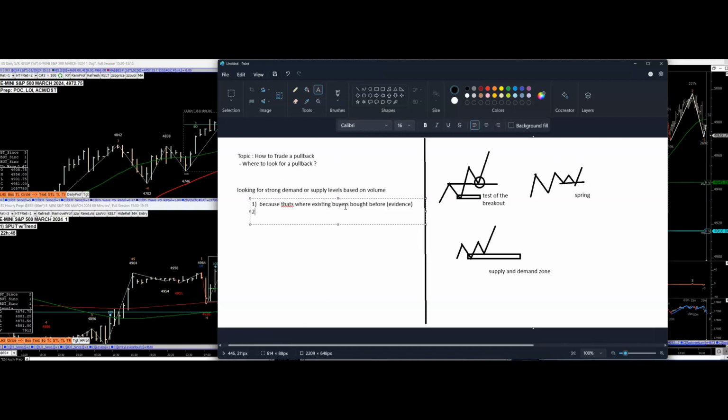What do you know then? Now, folks will say, oh, existing buyers, we don't know if they're going to be there, and this and that, and blah, blah, blah, right? Here is a fact. I'm going to explain. If existing buyers bought there, that's where sellers will look to exit losing positions.